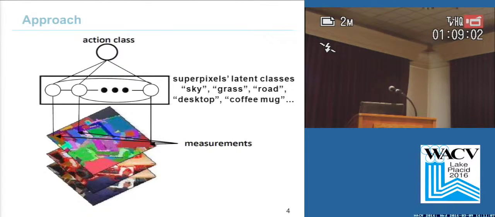Our approach is summarized by this picture. At the bottom, we have the image partitioned into superpixels. Each superpixel is assigned a measurement, which are the posterior probability of object classes computed individually over each superpixel. The intermediate layer is the layer of the class labels of all the superpixels, which are inferred jointly, and the top variable is the action class.